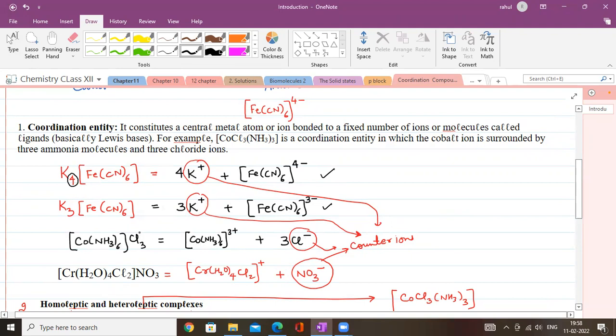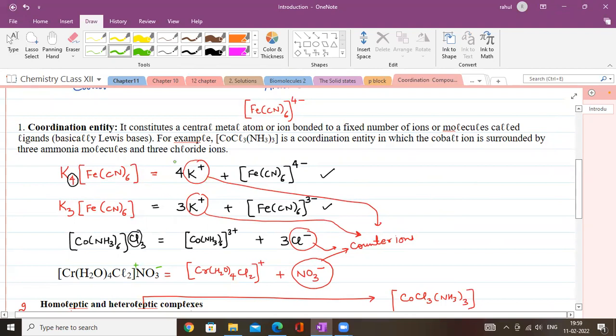That means chloride here can ionize itself because it has a 1 minus charge. So 3 chloride ions, and [Co(NH3)6]3+. Now in the same way, [Cr(H2O)4Cl2]NO3. So this is minus 1, so the complex becomes plus 1. If I try to ionize, it becomes [Cr(H2O)4Cl2]+ plus NO3-. So this is how the coordination compounds are actually ionized.